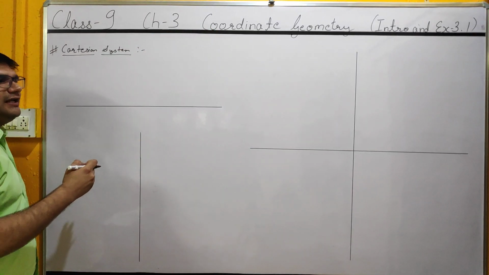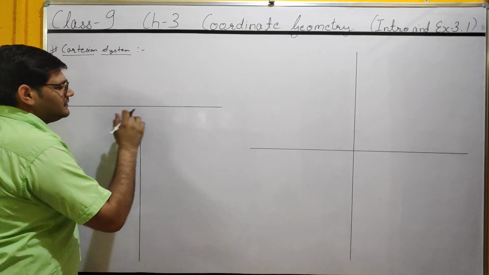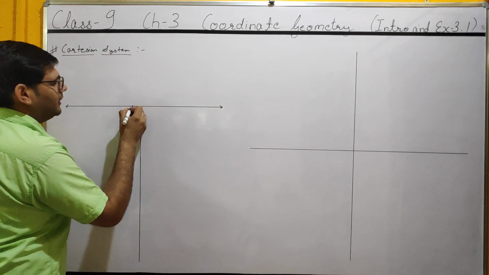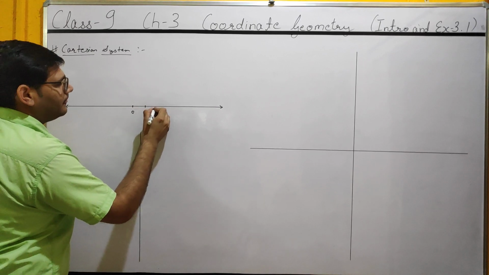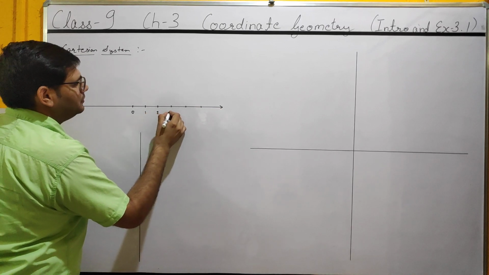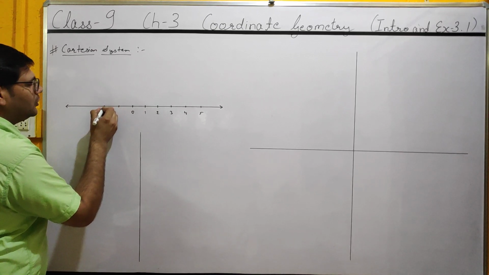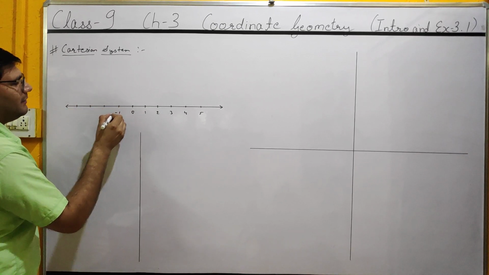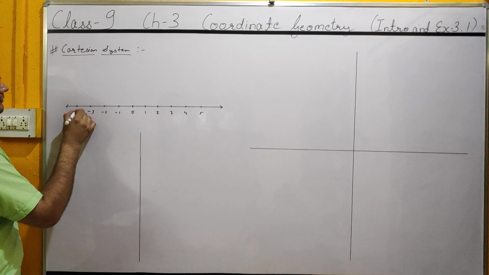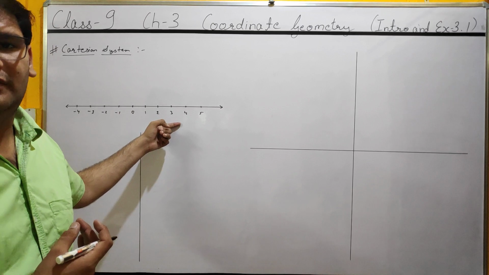In the first chapter only, we have done how to locate numbers on a number line. Suppose this is our number line and we are locating numbers on it. Suppose this is 0, then 1, 2, 3, 4, 5, and so on up till infinity. Now on the other side it is -1, -2, -3 and -4. So this is a number line, and we have an infinite number of numbers on it.